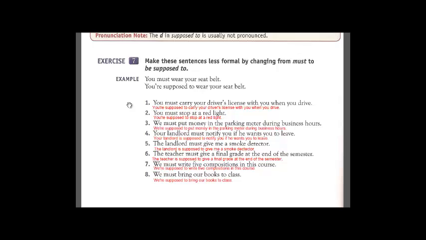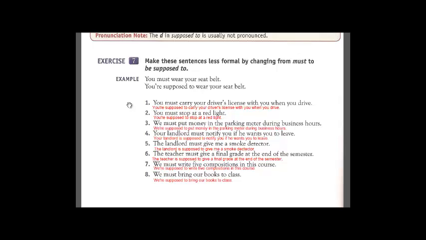Number 3. We must put money in the parking meter during business hours. We're supposed to put money in the parking meter during business hours. Number 4. Your landlord must notify you if he wants you to leave. Your landlord is supposed to notify you if he wants you to leave. Number 5. The landlord must give me a smoke detector. The landlord is supposed to give me a smoke detector.